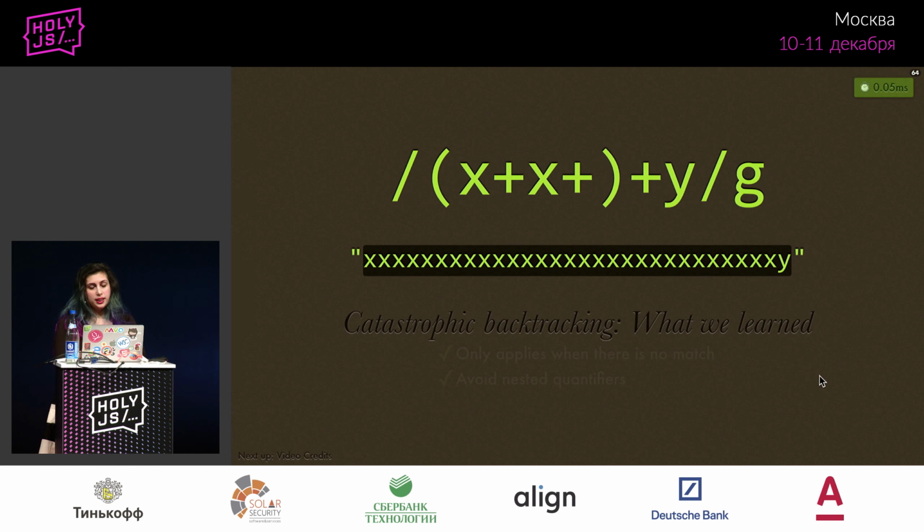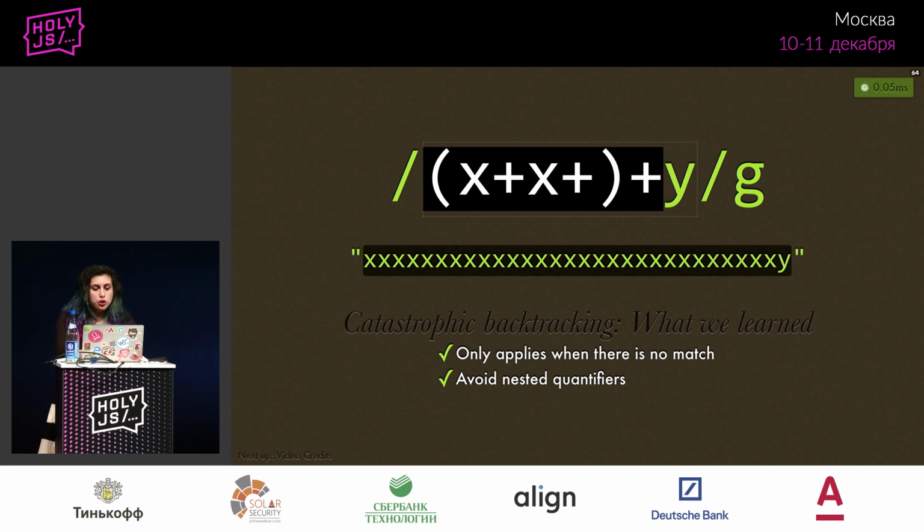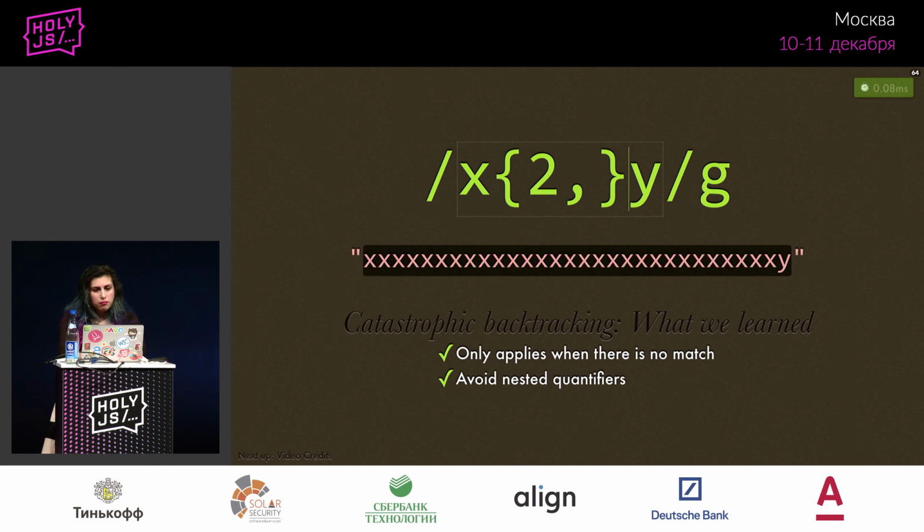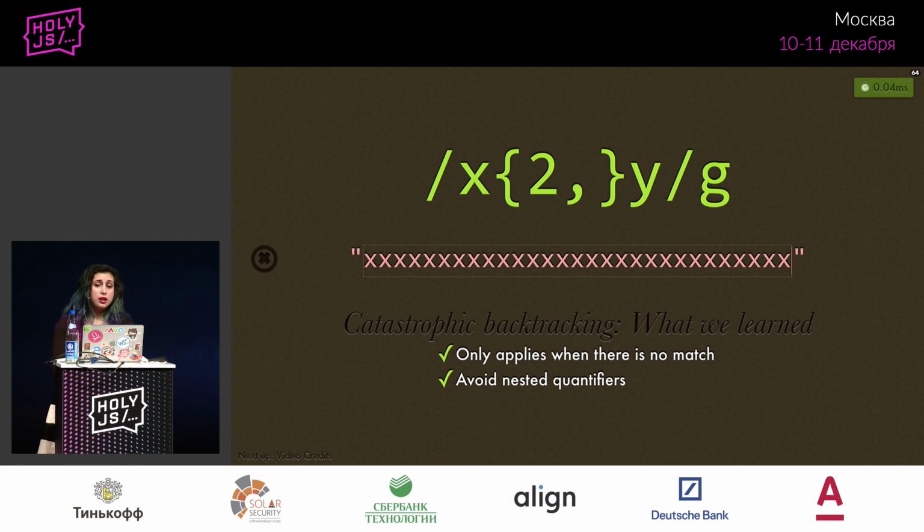So this is called catastrophic backtracking, when backtracking causes the engine to become extremely slow. It only applies when there's no match, and a way to avoid it is to avoid nested quantifiers. For example, this one could just be written as this. And then it's fast, whether you have a y at the end or not. It goes to green again.